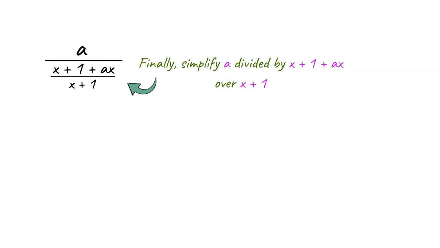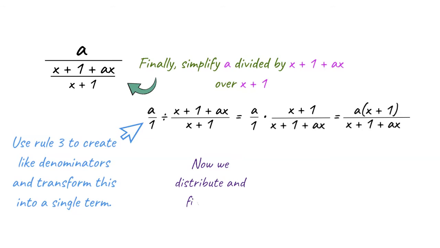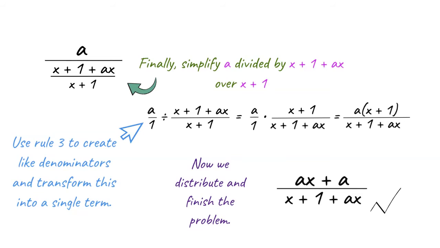Now we will use keep it, change it, flip it to create a simplified fraction that is as reduced and simplified as possible. If we were to use integers instead of variables, we might also need to squish and/or reduce the fraction after this step.